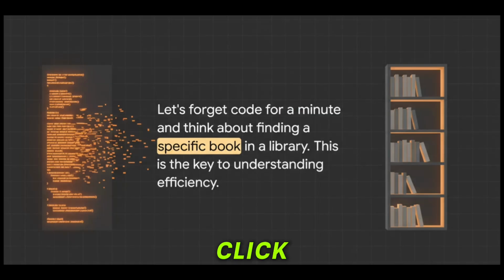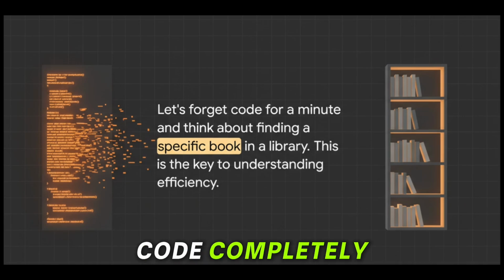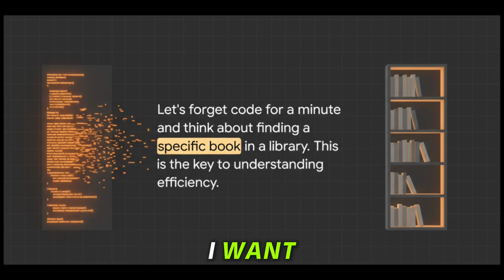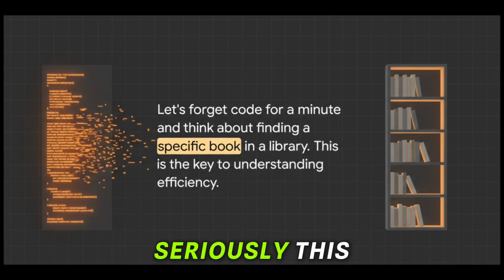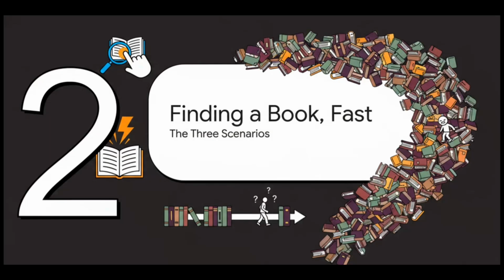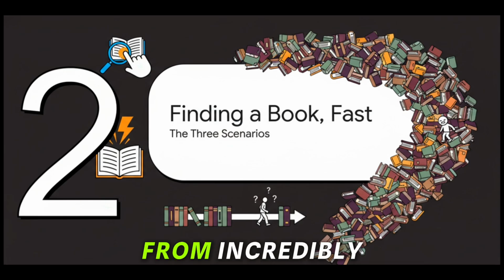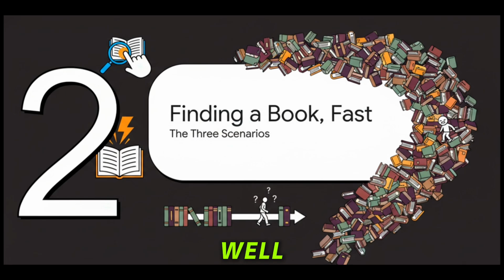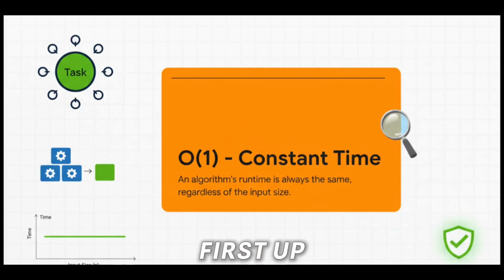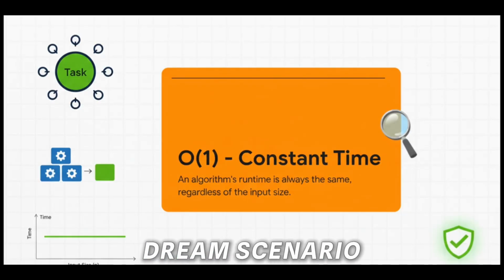To make this all click, we're going to forget about code completely for a few minutes. Instead, I want you to think about something way simpler: finding a book in a library. Seriously, this one analogy is going to be the key to unlocking this whole concept. So inside our imaginary library, we're going to try to find a book in 3 totally different ways. Each one of these methods is going to show us a core Big O concept, taking us from incredibly fast to, well, painfully slow.